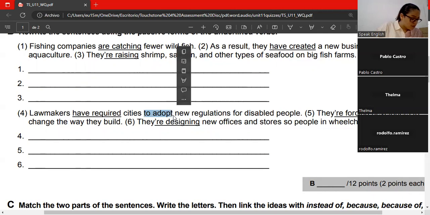To adopt. Developers are being forced by lawmakers to change the way they build. Yes. New offices and stores are being designed by lawmakers so people in wheelchairs can use them. Very good. Yes. Okay. Make the changes that I mentioned, all right? Okay, perfect. Now, is it clear?